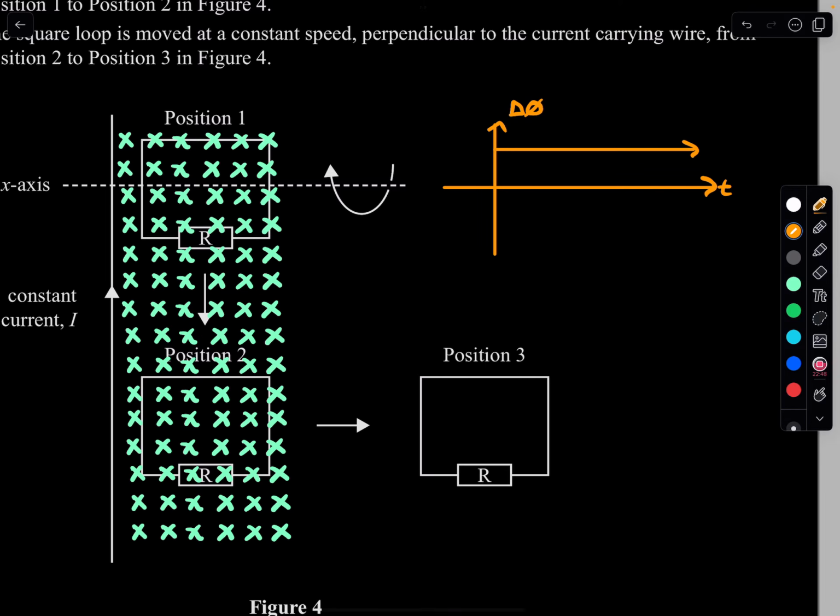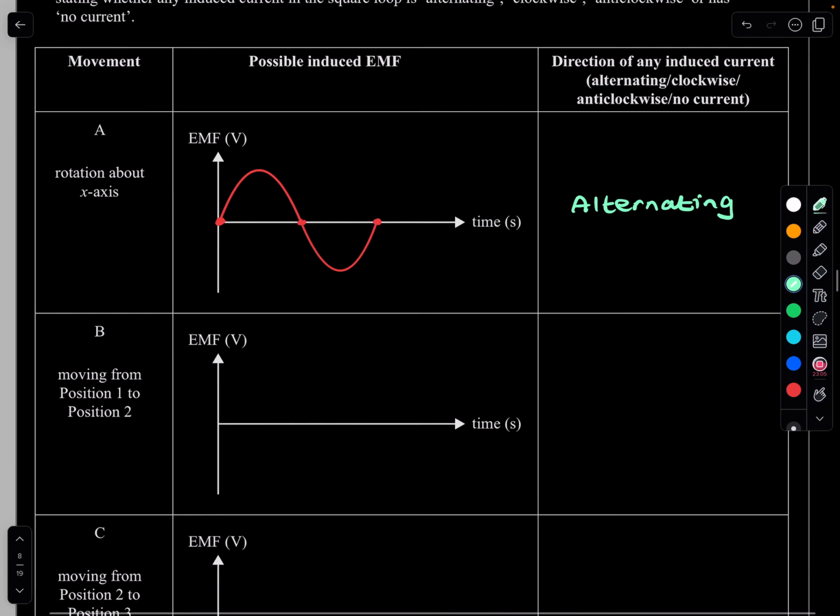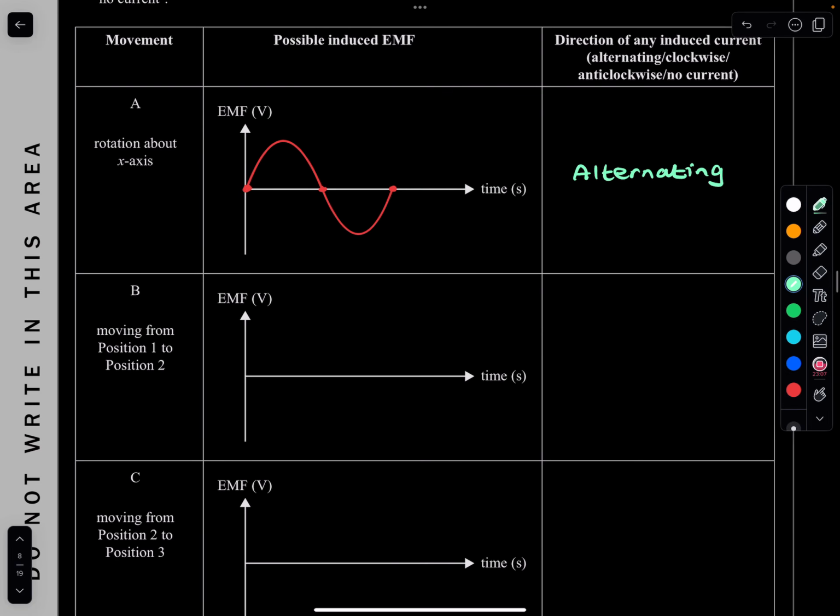Again, you just differentiate it. What's the gradient of it? It's going to be 0, and multiplied by it, it's just going to be 0 overall. So your EMF is going to be 0. There is no EMF produced because there is no change in flux. So the graph will look like just 0 from position 1 to 2.